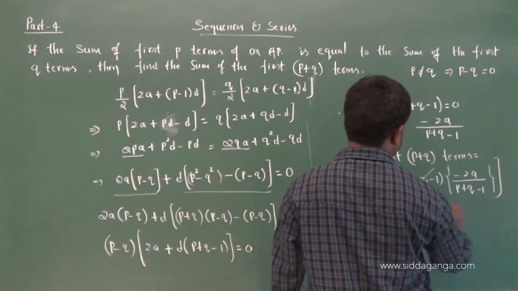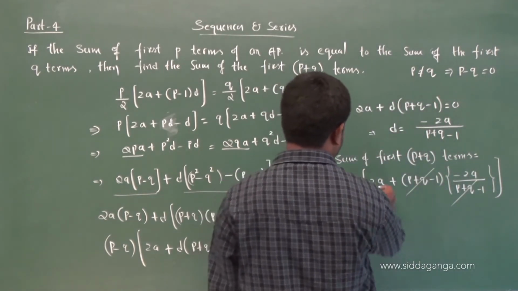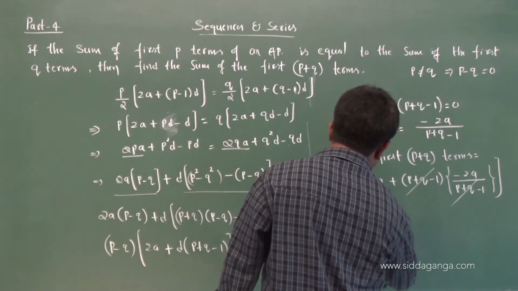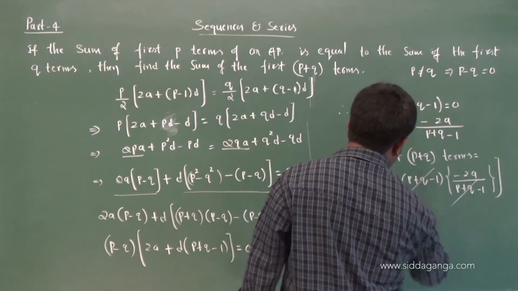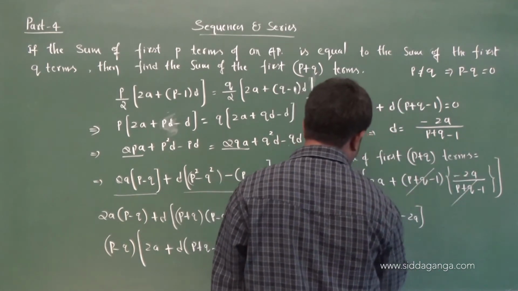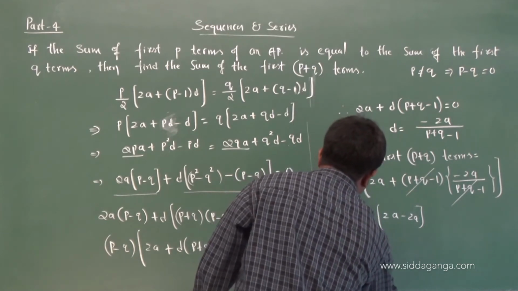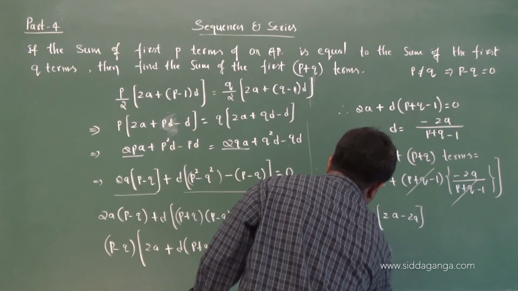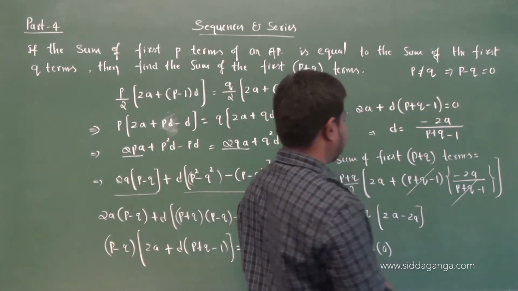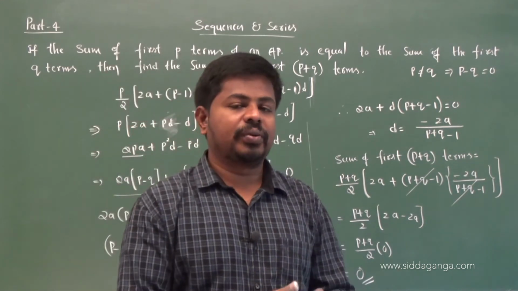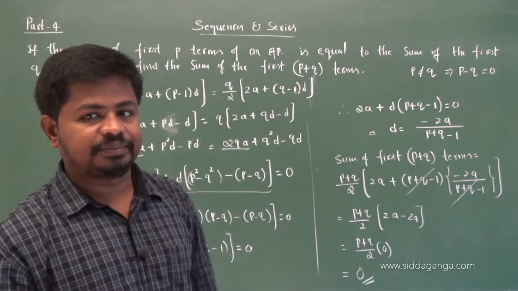So, P plus Q minus 1 and P plus Q minus 1 get cancelled. So, this is P plus Q by 2 into 2A, plus and minus of 2A. So, 2A minus 2A gets cancelled, that is 0. So, 0 into this is equal to P plus Q by 2 into 0. This is equal to 0. So, the sum of P plus Q terms is going to be equal to 0. That's it. A simple one.